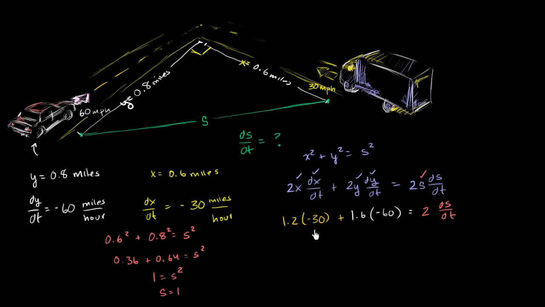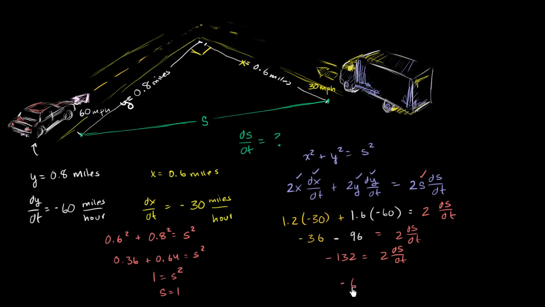So what do we get here on the left-hand side? So 1.2 times negative 30, that's negative 36, right? A fifth of 30 is 6. Yep, that's right. And then 1.6 times negative 60, that's going to be negative 96, is equal to 2 times ds/dt, is equal to 2 times the rate at which our distance is changing with respect to time. On the left-hand side, right over here, this is negative 132. Negative 132 is equal to 2 times ds/dt. Divide both sides by 2.